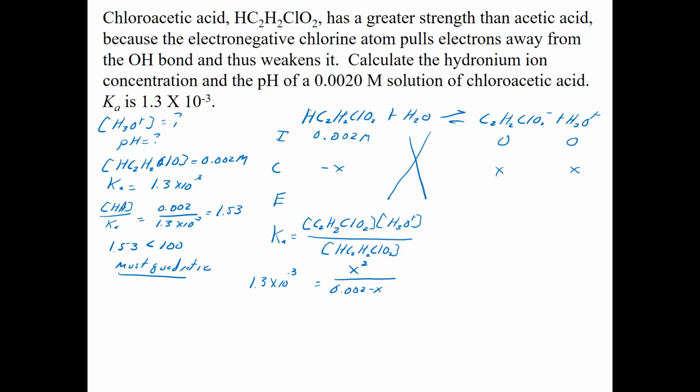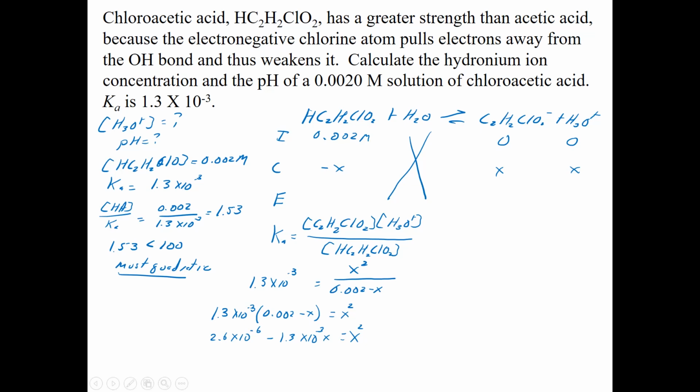So I multiply both sides by this denominator. I have 1.3 times 10 to the minus 3 times 0.002 minus x is equal to x squared. I distribute through, so this is going to be 2.6 times 10 to the minus 6 minus 1.3 times 10 to the minus 3 x is equal to x squared.